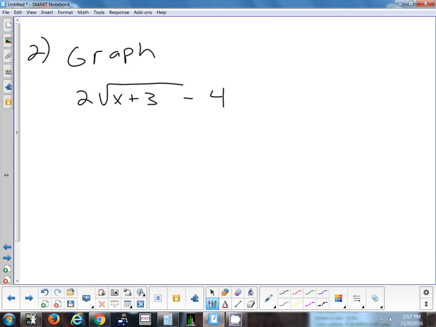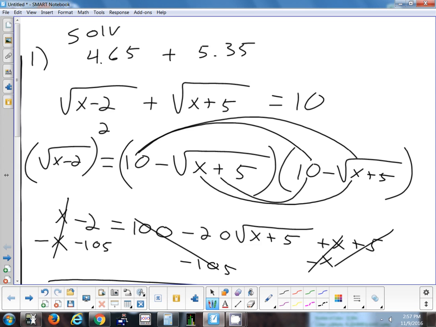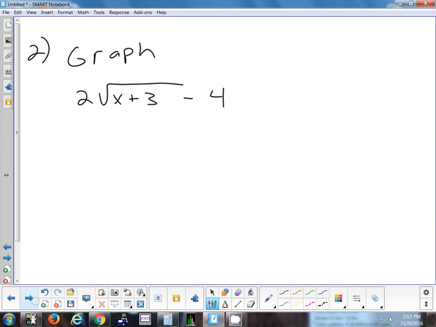graph. Okay, the last one would have said solve. Wait, what was the first one? The first one was a horizontal shift left 3.